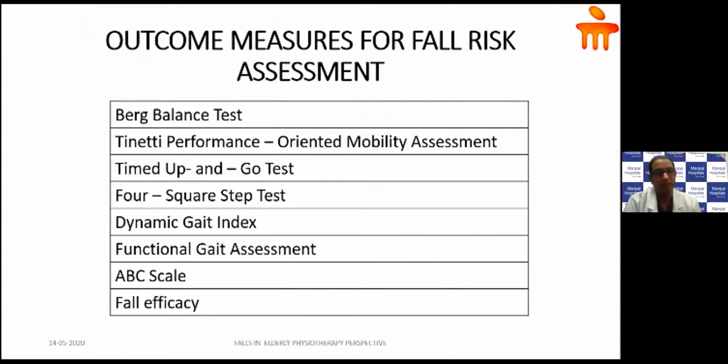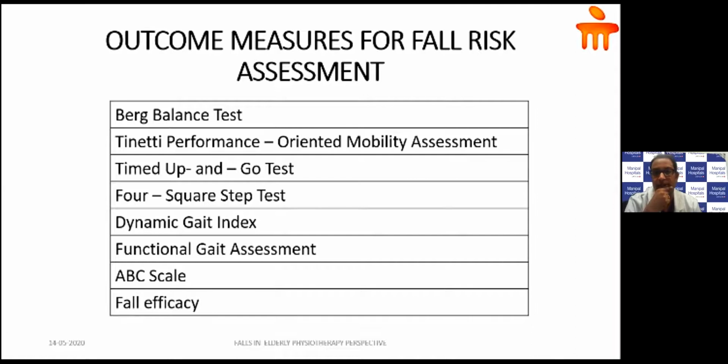For this, there are tests like the Berg balance test and the Tinetti performance-oriented mobility assessment. It has two components, balance and gait also. The Berg balance test is a highly reliable and validated tool, and the perfect score is 56.